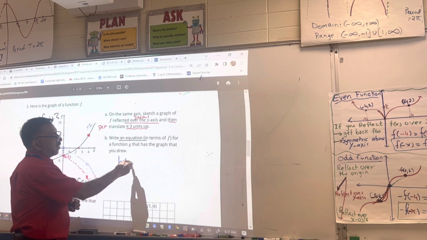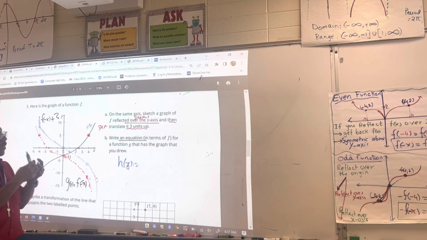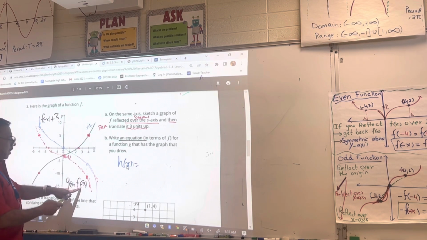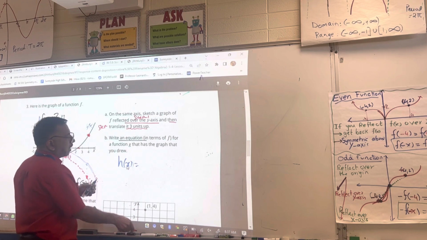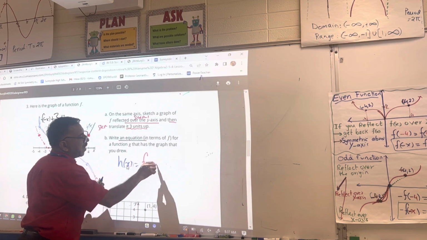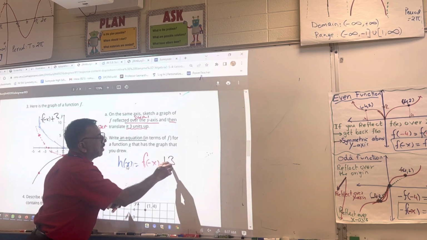So this h of x equals the one that was f of x. You change it to the red color graph. And that red color was g, which was f of minus x, and then you pushed it up. So when you push it up, you put plus 3.